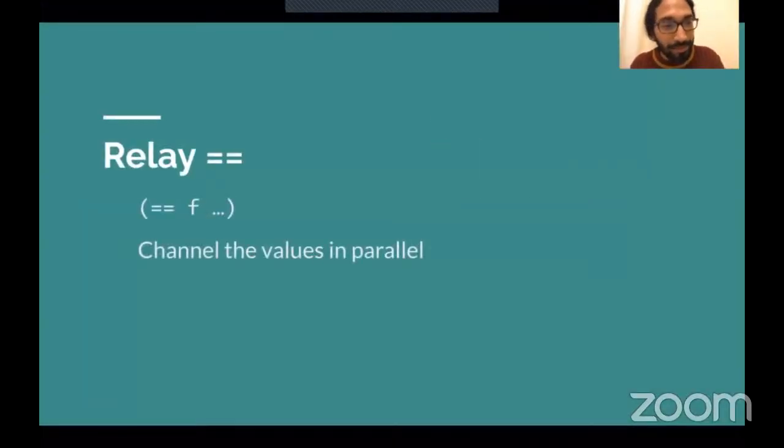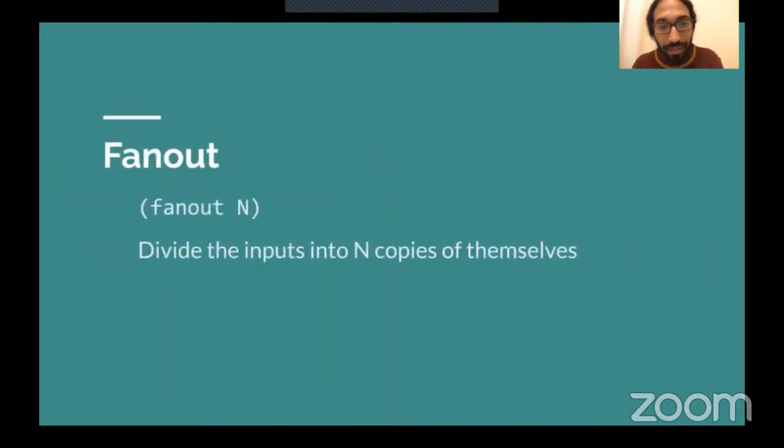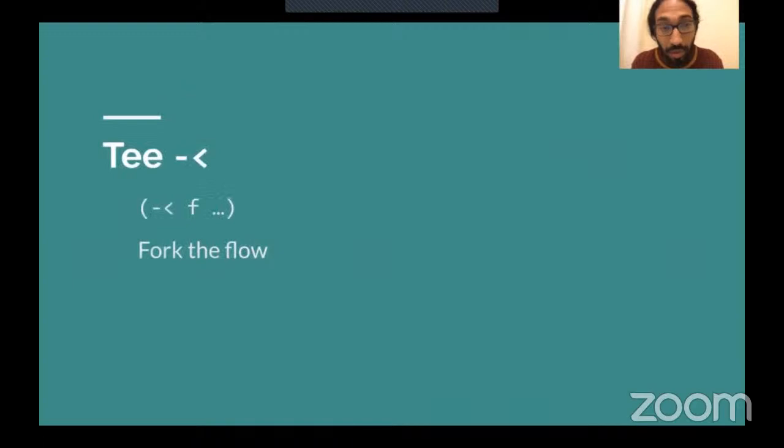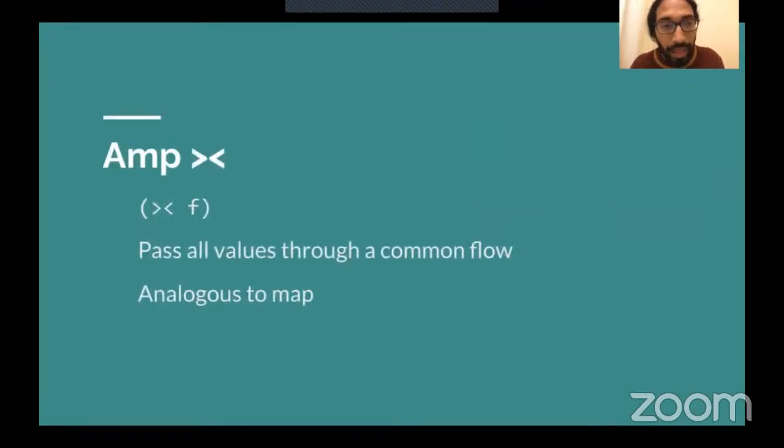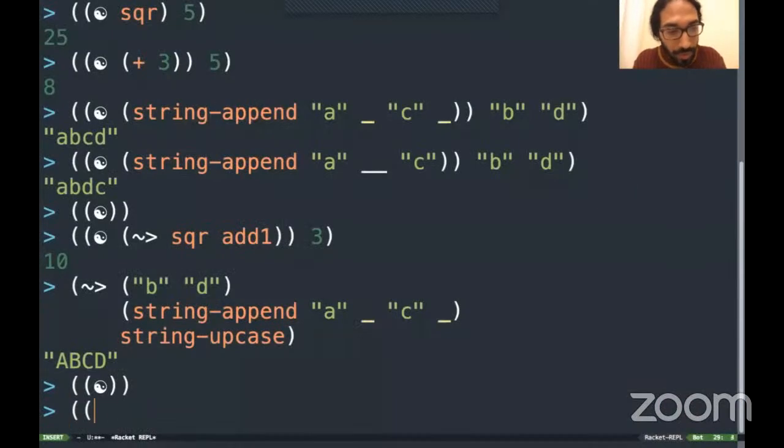Okay, relay, just like the threading form composes flows in series, relay composes flows in parallel. Fanout divides the input into n copies of itself or themselves, if there is more than one. The T junction forks the flow. And we'll see that in action soon. And the AMP form is analogous to MAP for lists, except that it operates on values and passes all input values through a common flow.